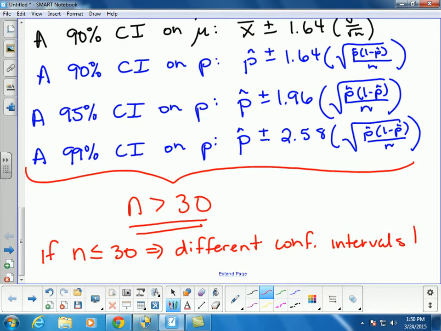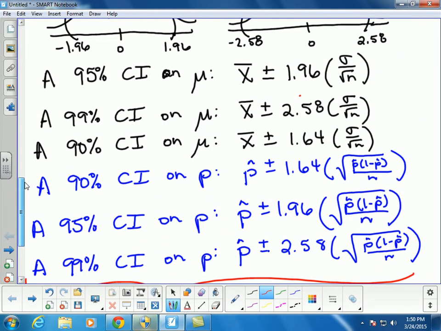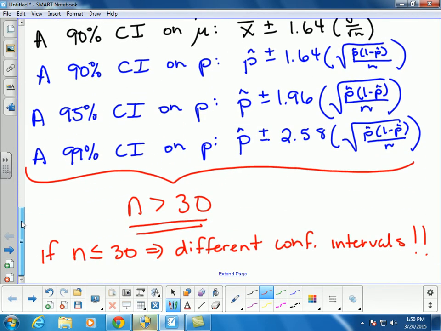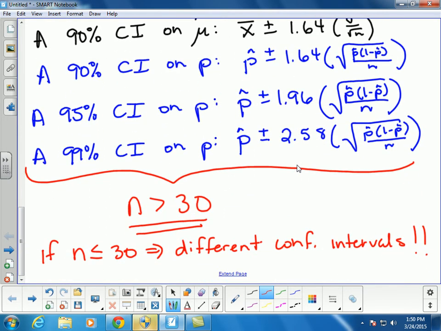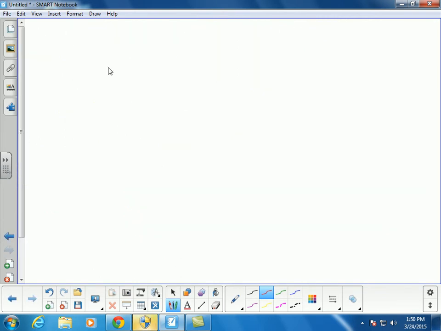So beware of that. Everything in these examples that I'm going to do is always going to have a bigger sample size to guarantee the power of the test. Otherwise, we can't use these z-scores. We have to use some other kind of score because they're not truly normally distributed. Okay, so let me write the example down.